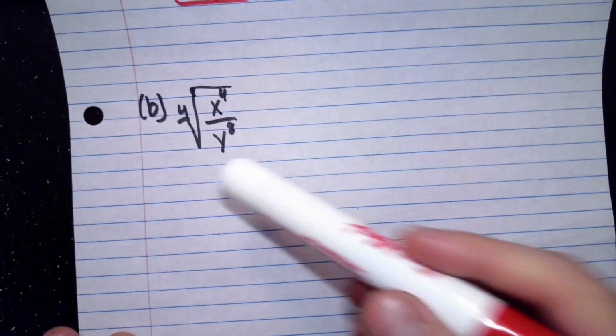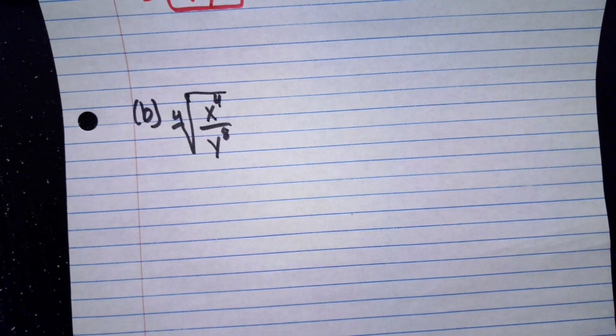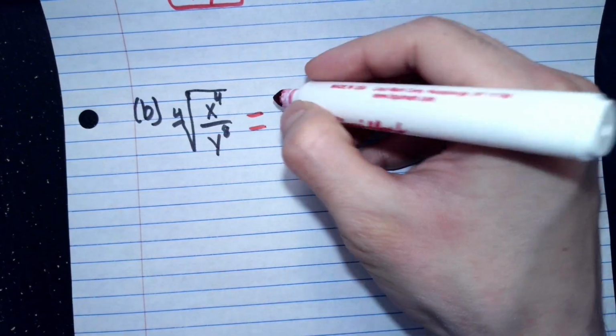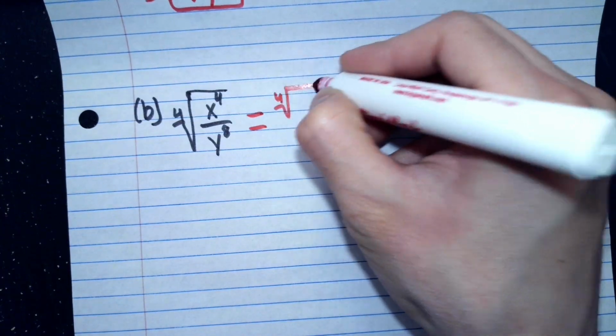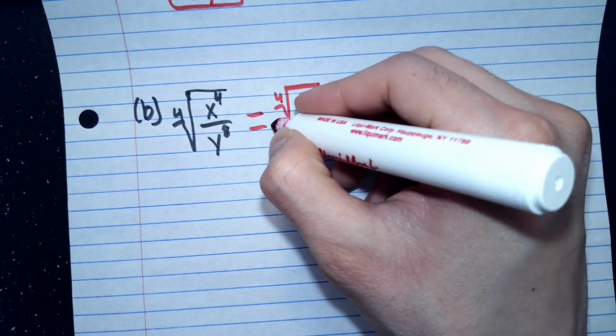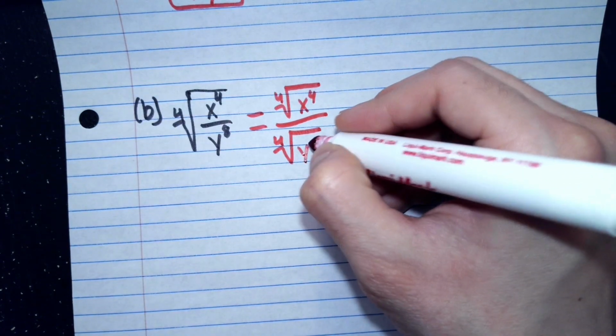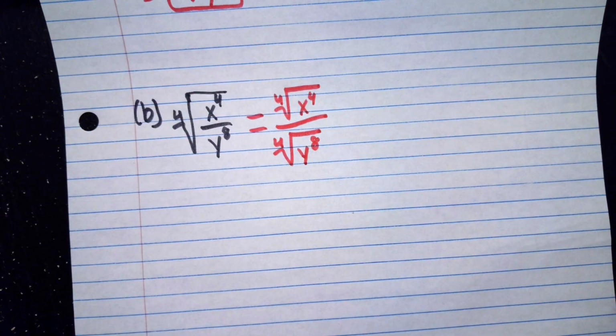Now the expression in B is a little bit more involved because there is a fraction. And remember, we do not like having radicals in the denominator. So just like before, we're going to use our radical properties. In this particular case, we're going to use this property here, where we split up both of these radicals like so.